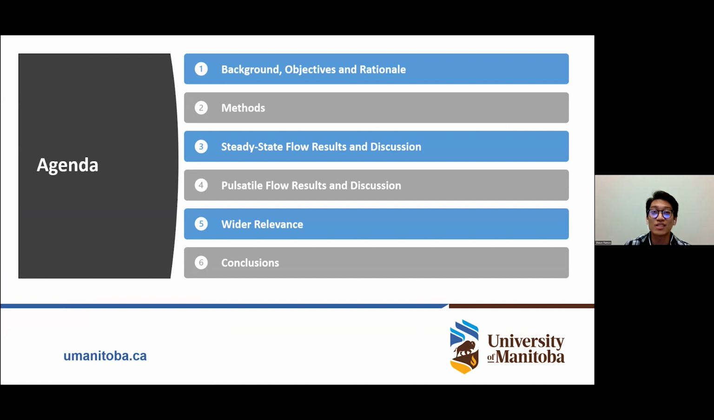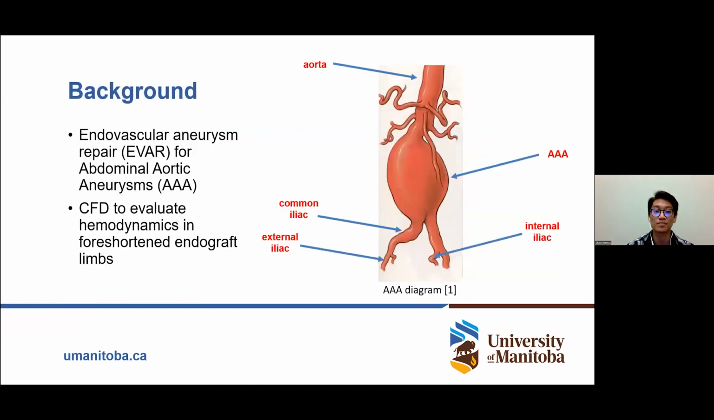The presentation will start with background information, as well as objectives and rationale for the project. Next, the methods performed to complete the study are discussed. The results are then presented for the steady state flow cases, and then the results for a specific endograft limb investigated with pulsatile flow are presented and discussed. Next, the wider relevance and importance of the study are discussed, followed by conclusions.